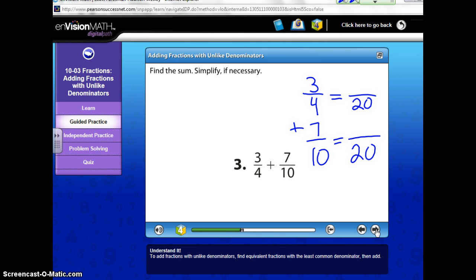Now, some kids just think that they can put a 5 here. Can you? No, no, no, no, no. You have to multiply it by what's already there. So what should go up there? 15, okay?